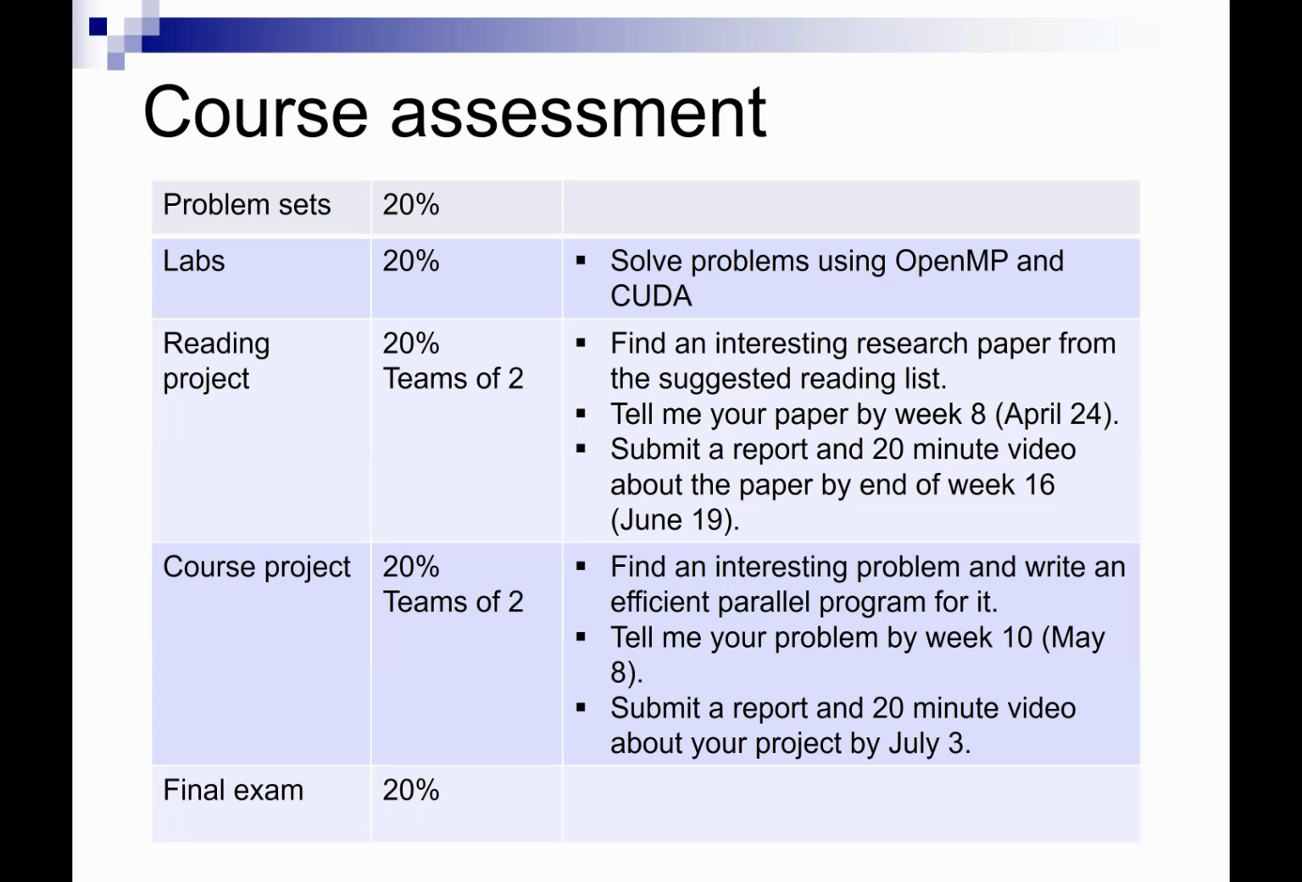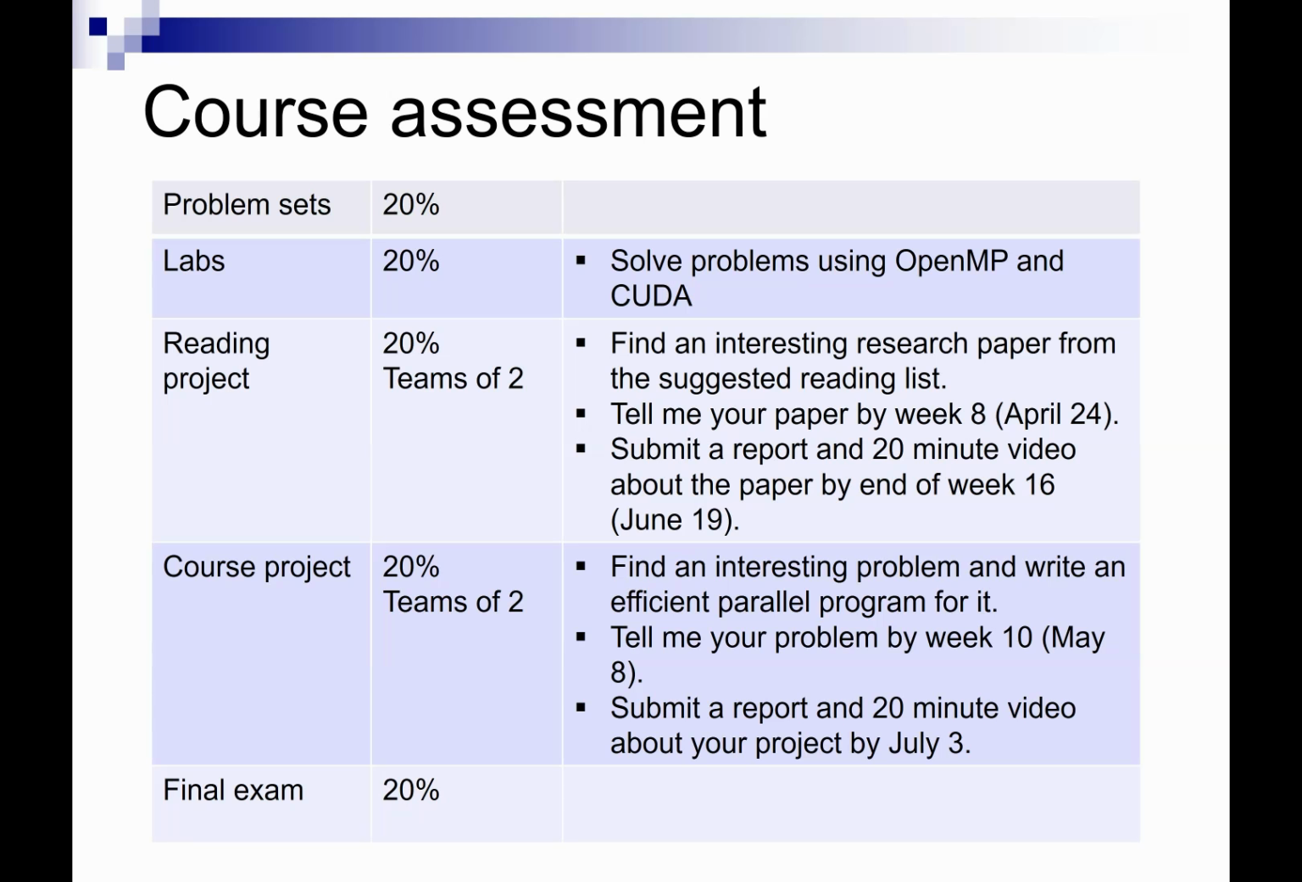The first project is a reading project. Right? So this also counts for 20% of your grade, but you will do this project in teams of 2 people. Okay, so you can select who you want to work with, and so just let me know who you want to partner up with.